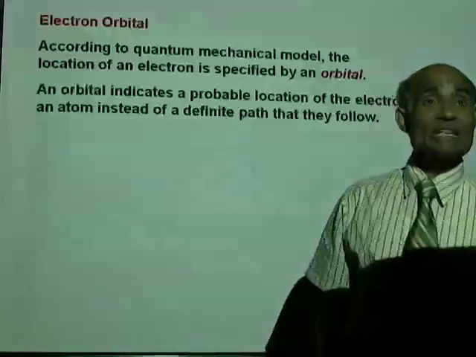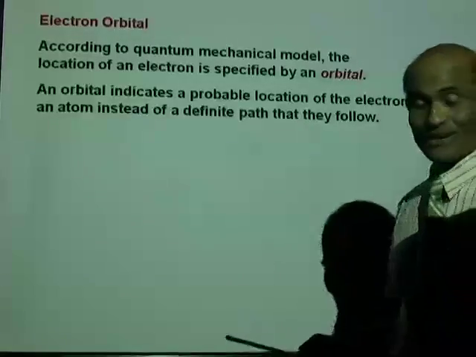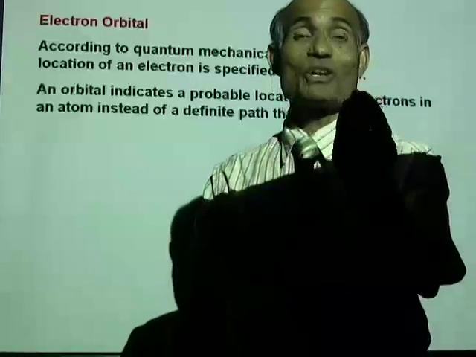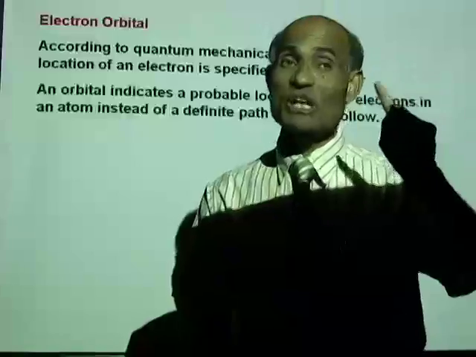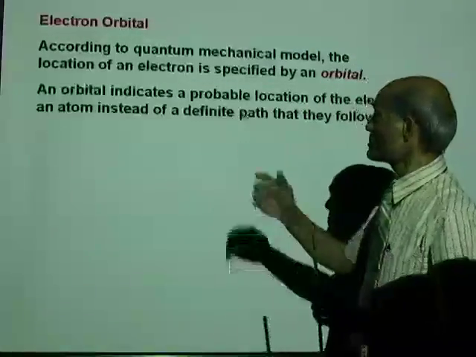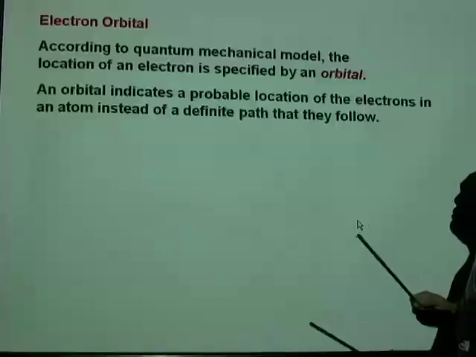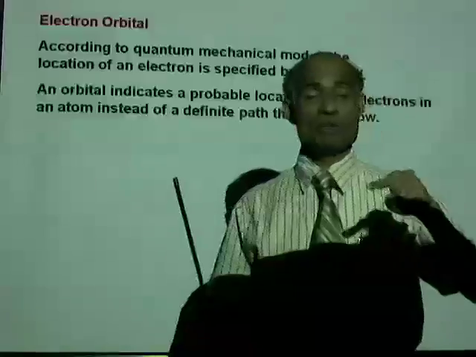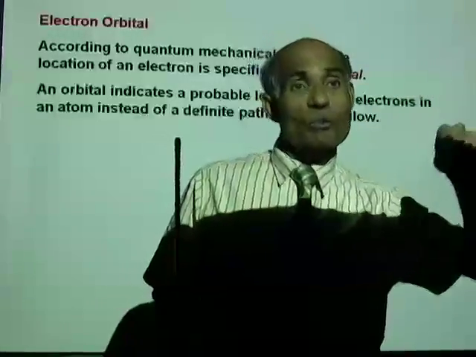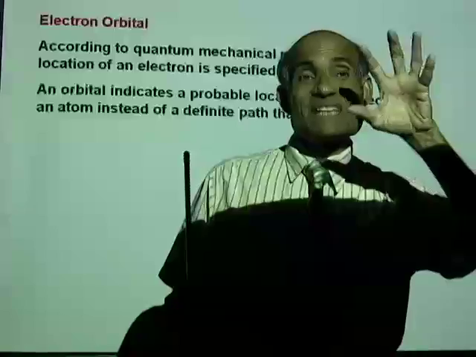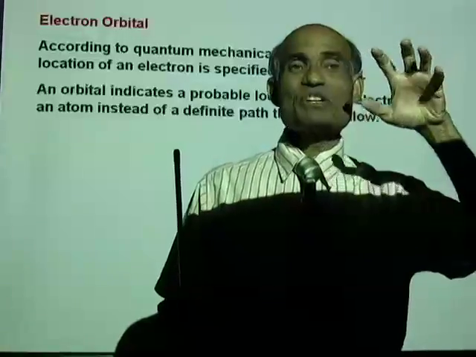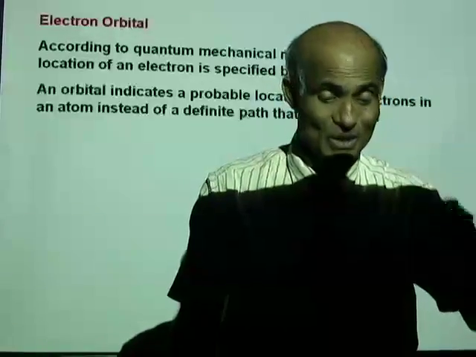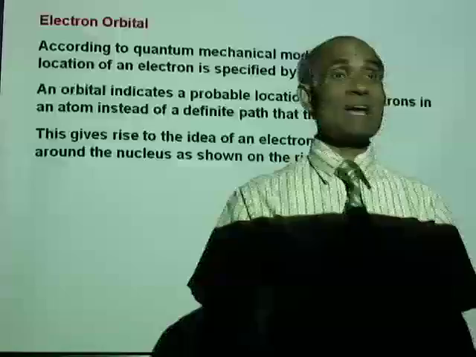An orbital indicates the probable location of the electron. You see, quantum mechanics only gives you the probability that an electron can be found in a certain location. It doesn't tell you exactly where it is. So an orbital indicates a probable location of the electron in an atom instead of a definite path they follow. So that clear orbit in the case of a Bohr model is now looking a little fuzzy. It is not very clear because you don't have a clear path of the electron. We don't know exactly where the electron can be found.